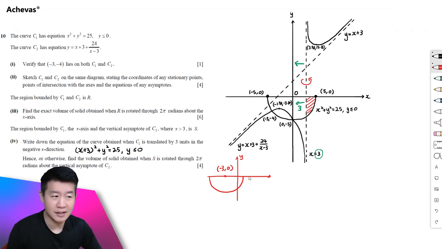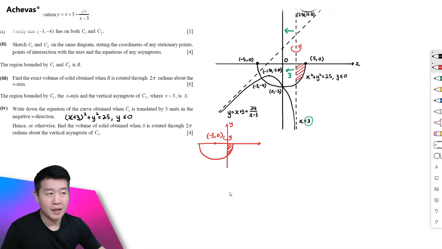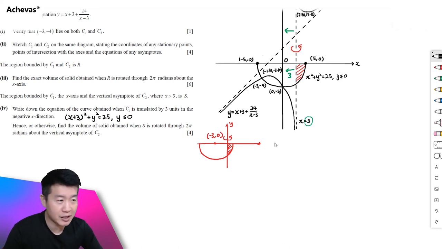And this region S is this region here, right? Because it is going to be translated by 3 units. So the vertical asymptote will now coincide with the y-axis. And now we have a region that we can rotate about an x or y-axis, and we will have a formula for this. So we need to make x the subject in order for us to be rotating this with respect to the y-axis. Making x the subject, let's see. We have x squared plus y squared is equal to 25, where y is supposed to be less than or equal to 0.